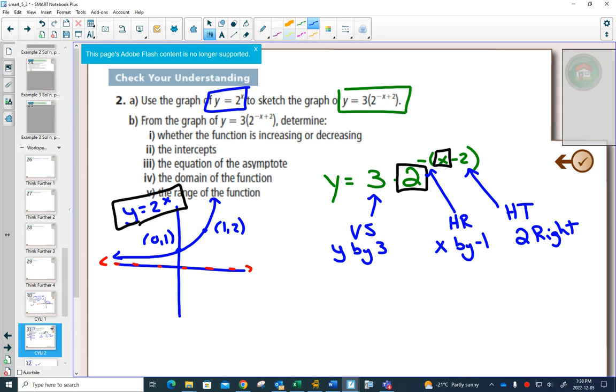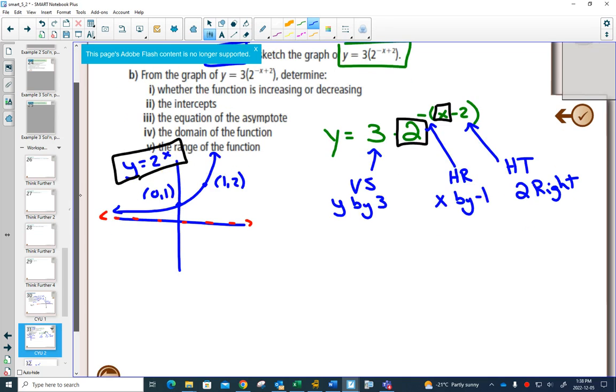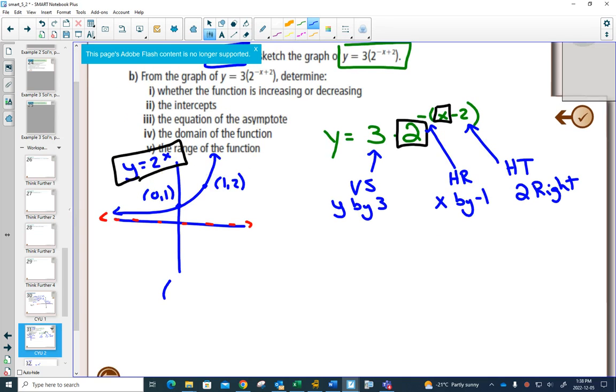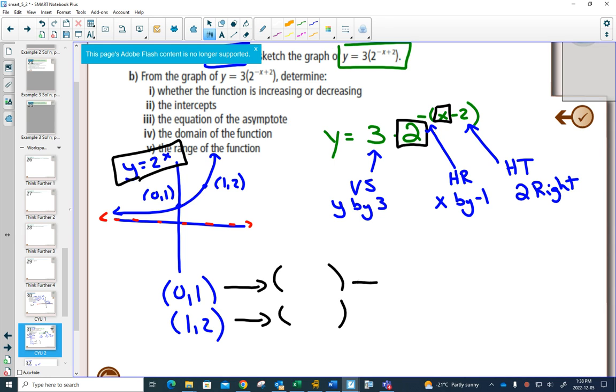Now we are going to do the points and the asymptote for this the same way we did in transformations. So you're going to have a little bit of a review. Do you remember when we took the points? We had 0, 1, and 1, 2 on our original graph. And then we would do our stretches and compressions first, and then translation second. Above here, I can say I know that I need to multiply my y value by 3, my x value by -1. And I know that I need to go 2 to the right.